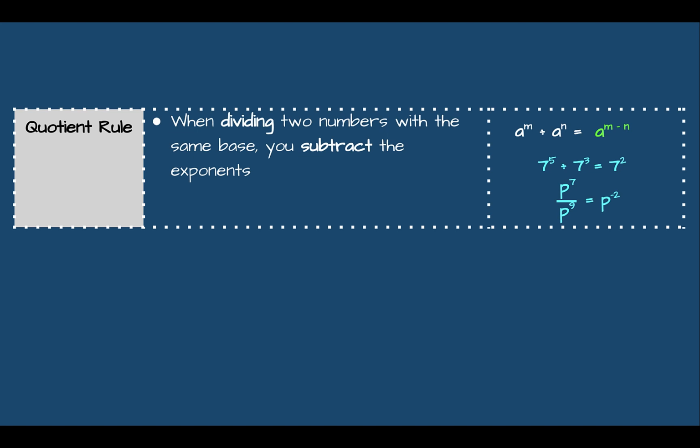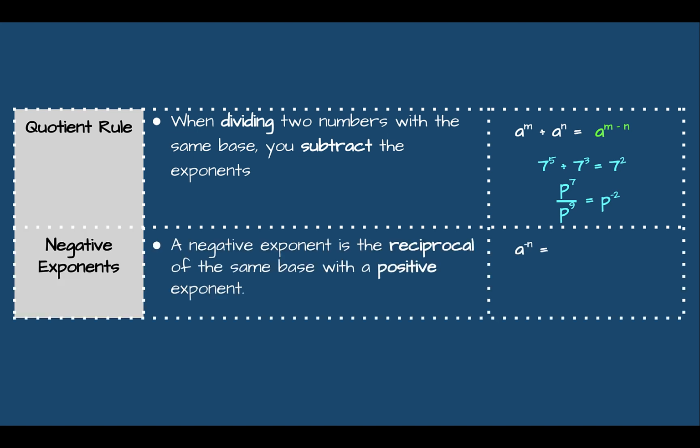Or you might see it written as a fraction. Fractions are division. So p to the 7 divided by p to the 9, I would subtract 7 minus 9 and get p to the negative 2 power. Two other things that you're going to see are negative exponents and exponents of 0.